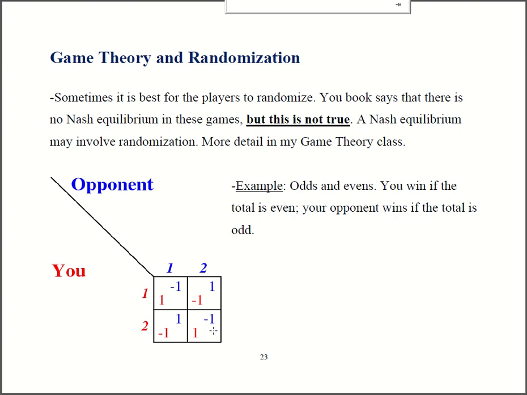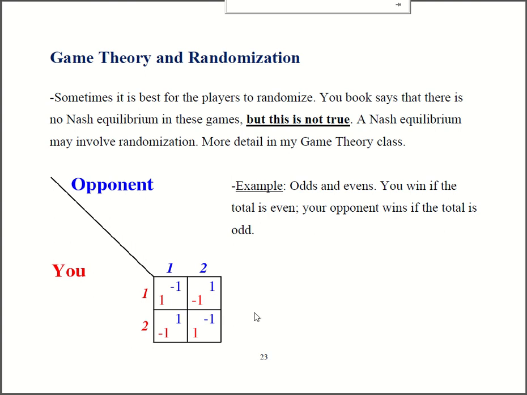The opponent gets -1. Now your opponent wins if the sum is odd. So 2 + 1 is 3, which is going to be over here. In that case, you lose. You get a -1 payoff, and your opponent wins. We'll call that +1. Similarly, 1 + 2 is 3, so your opponent wins in that case. They get +1, and you get -1.